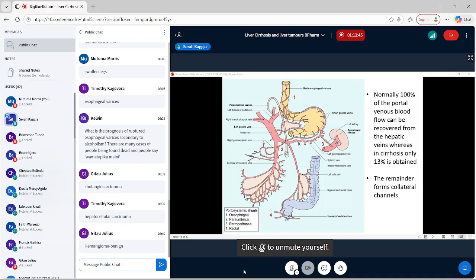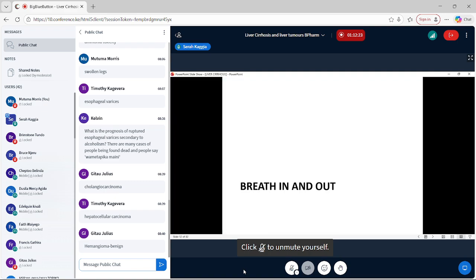So I've seen people have mentioned Julius has given us cholangiocarcinoma, correct. We have hepatocellular carcinoma from Timothy. I don't know if it's Timothy A or Timothy B. Then we have hemangioma, again, correct. Also discussing a complication of it can be tumors. Okay, so we'll go to that and keep bringing the questions so that we can answer.